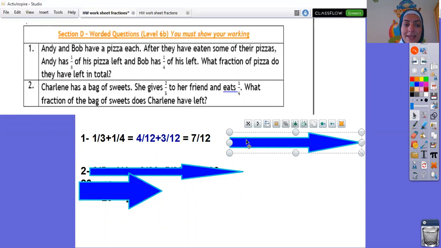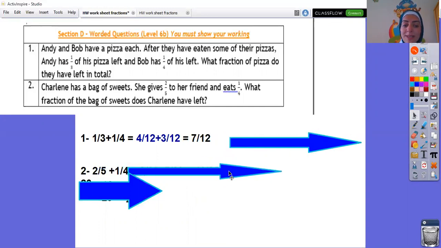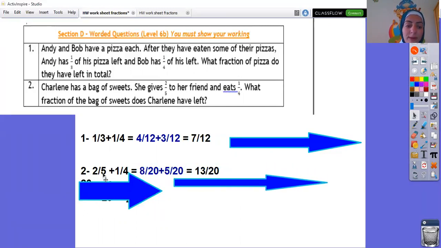Question number 2, it says Charlene has a bag of sweets. She gives 2/5 to her friend and eats 1/4. So what fraction of the bag of sweets does she have left? Take care, it says what she has left. So first I need to know how much she actually used. So she used 2/5 and 1/4. Let's add them together first. I'm going to do the same steps and find a common denominator, which is 20. And then here I multiply the 2/5 by 4 up and down. It's going to be 2 times 4, 8, 8/20 plus 5/20, and then the answer is 13/20.